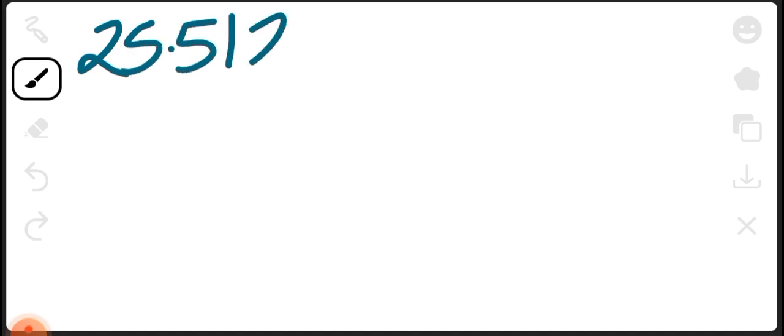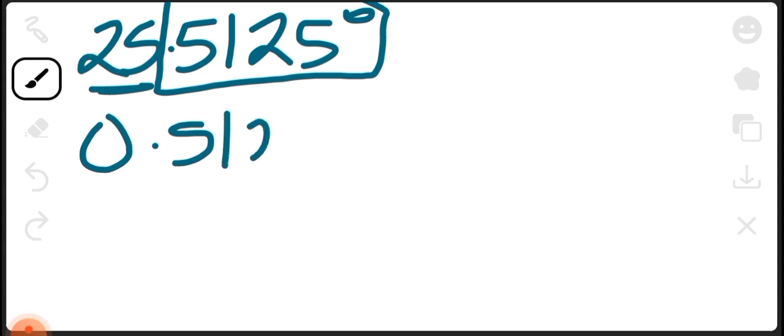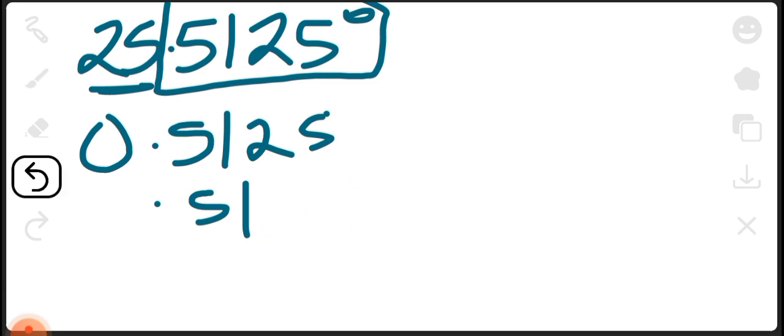All right, now we want to look at this question to convert 25.5125 degrees to degrees, minutes, and seconds. The first thing, we opt out the whole number place and rewrite only this side, which is 0.5125. I'm just putting 0 there so that you understand it better.